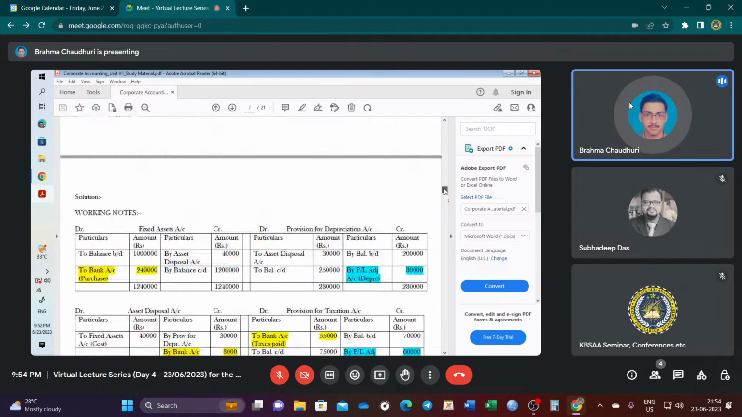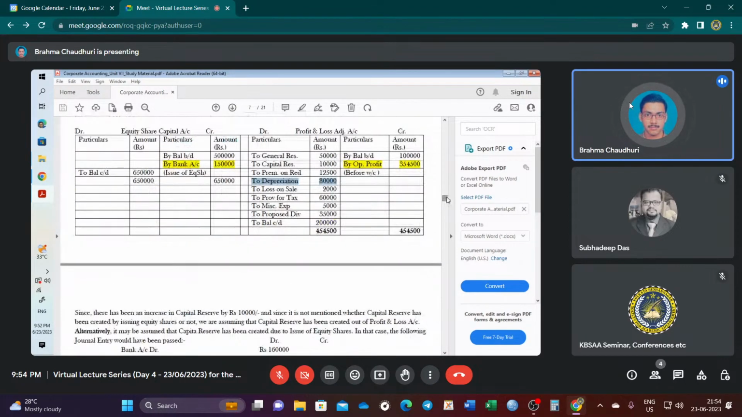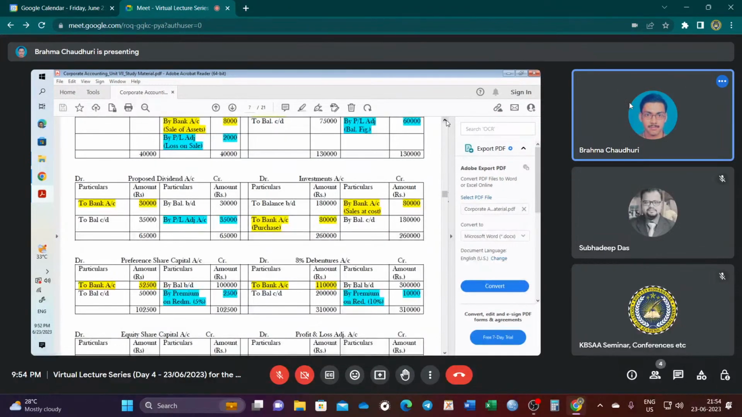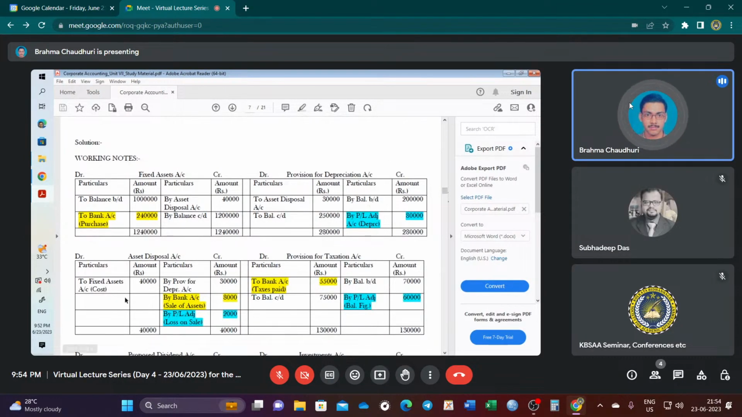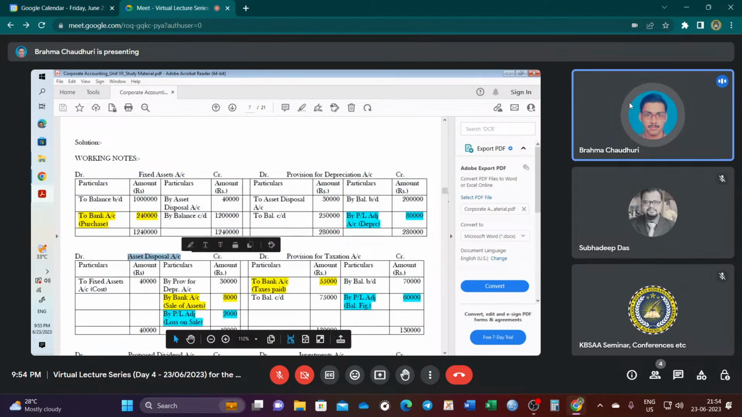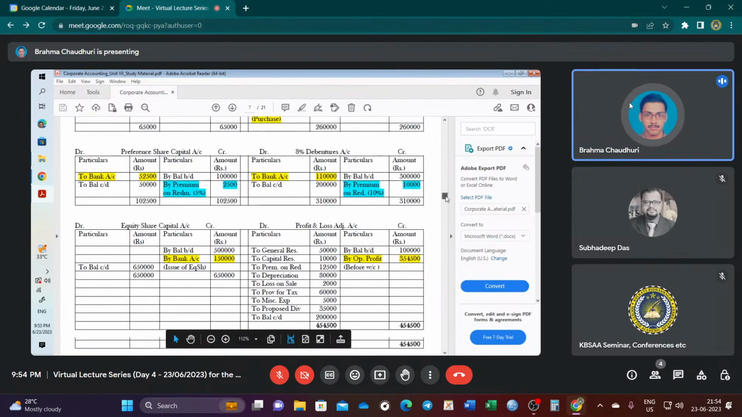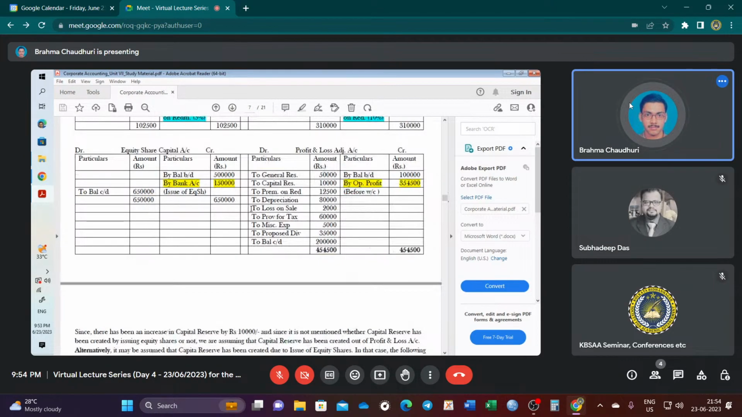Provision for depreciation, that is 80,000. So again, to depreciation 80,000. So we are also passing it in the profit and loss adjustment account, to depreciation 80,000. Now, after we have closed this asset and disposal account, in the asset and disposal we are also getting a loss on sale. So this loss on sale has to be shown in the profit and loss adjustment account, to loss on sale 2,000, to depreciation 80,000, and to loss on sale 2,000. We have shown both these entries in the profit and loss adjustment account.